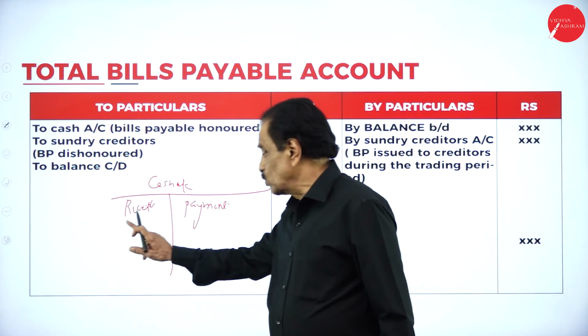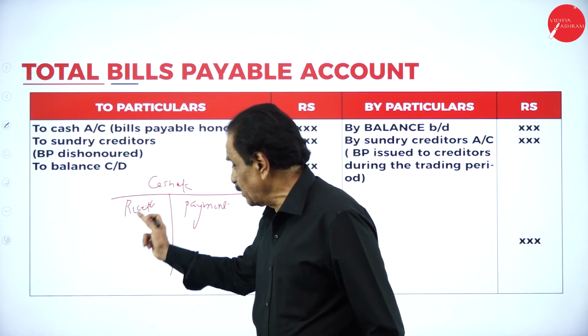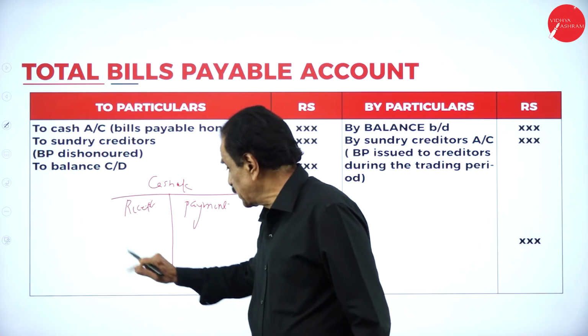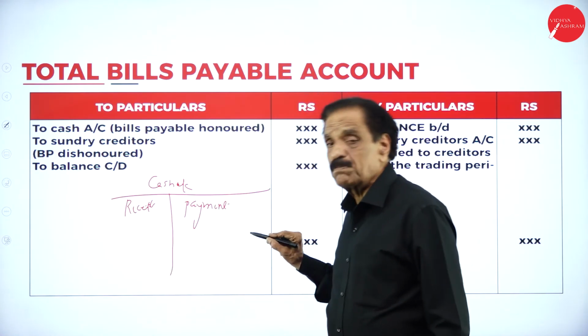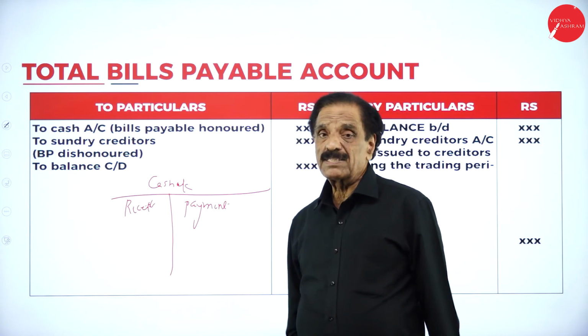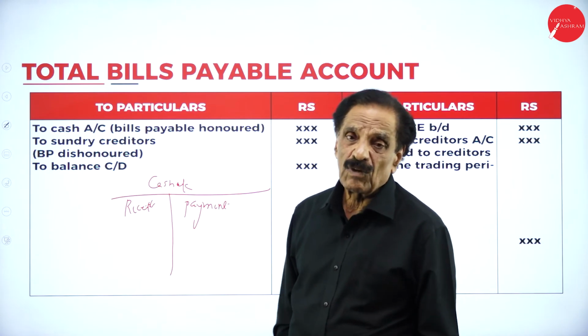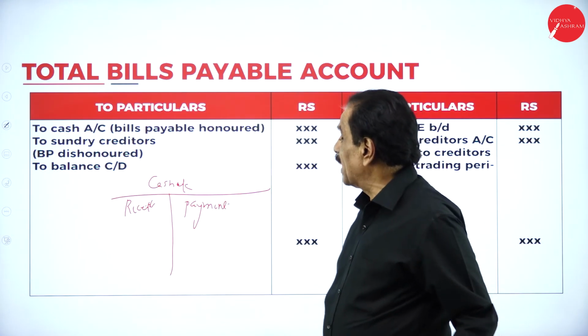So to write: to balance brought down, to cash sales, received from the debtor, additional capital; salary paid, rent paid, wages paid, printing and stationery, paid to creditor, by balance carried down, closing cash. Whatever the difference comes, that's the closing cash that we are going to show if they ask to prepare the cash account.